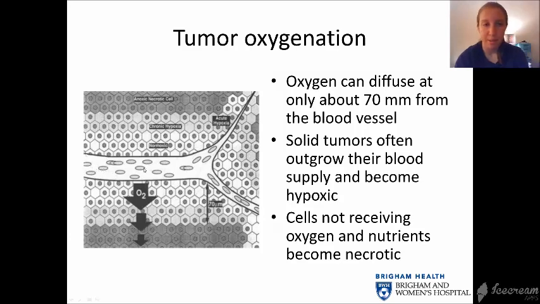And then here, if we're looking at tumor reoxygenation, you have the oxygenated blood vessel transporting oxygen, and oxygen can diffuse only about 70 millimeters from the blood vessel. So if you have a necrotic cell up here, this is where there's no oxygen, and then you have your tumor here, and it's about at 70 millimeters. I think that should be, sorry, not 70 millimeters, it should be 70 micrometers. So the solid tumors often outgrow their blood supply, and they will become hypoxic, and these cells not receiving oxygen and nutrients eventually become necrotic.